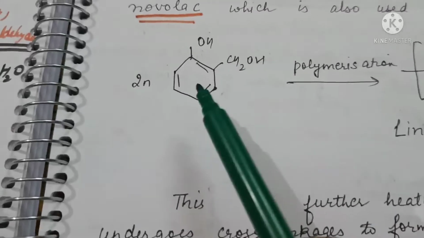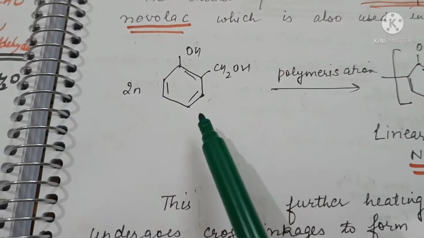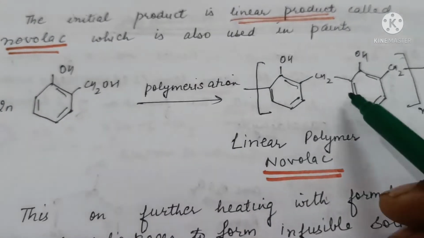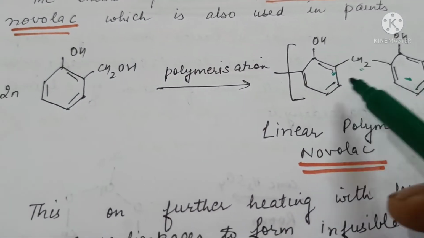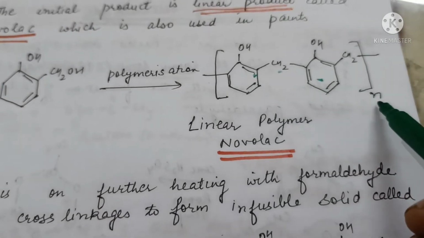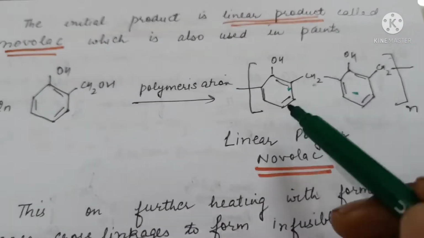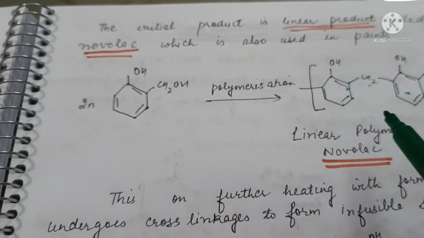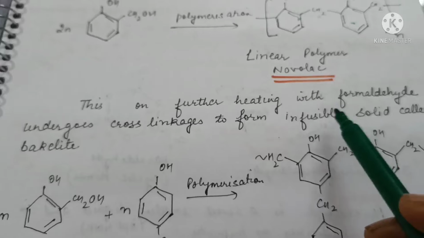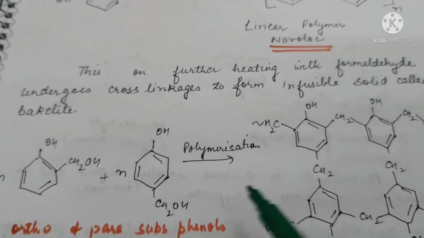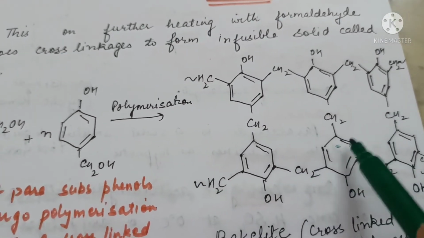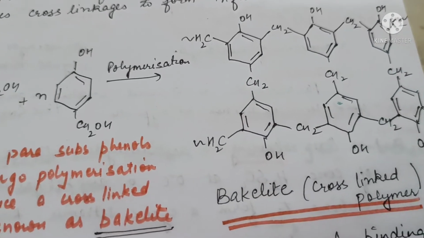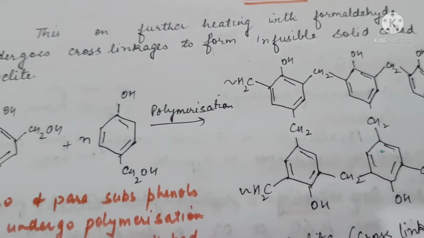So if only ortho molecules polymerize, they form a linear polymer known as Novolac, where CH2 is acting as a bridge between 2 phenol groups. And this occurs n number of times and the polymer Novolac is formed, which is used in paints. And if Novolac is further heated with formaldehyde, it will undergo cross linkages as well along with linear linkages to form a cross-linked polymer Bakelite.